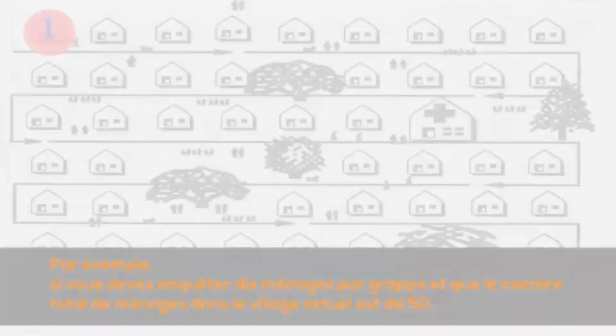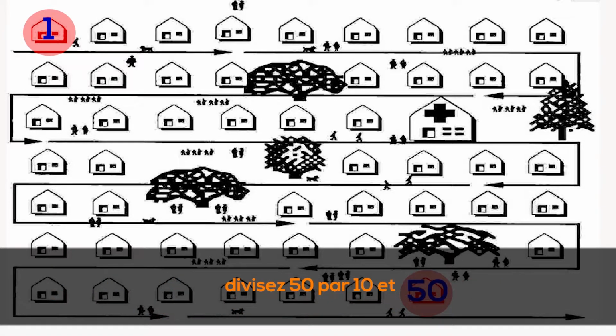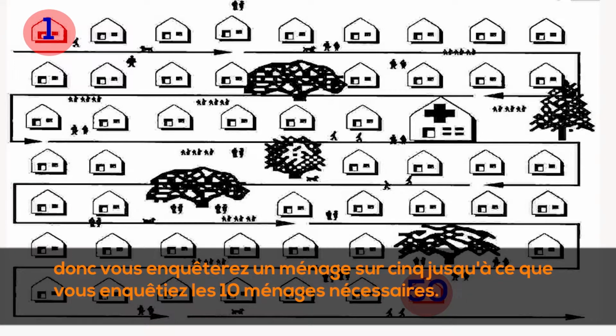For example, if you have to survey 10 households per cluster and the total number of households in the village is 50, divide 50 by 10 and your sampling interval will be n equals 5. Therefore, you will interview 1 in every 5 households until you survey the 10 households needed.